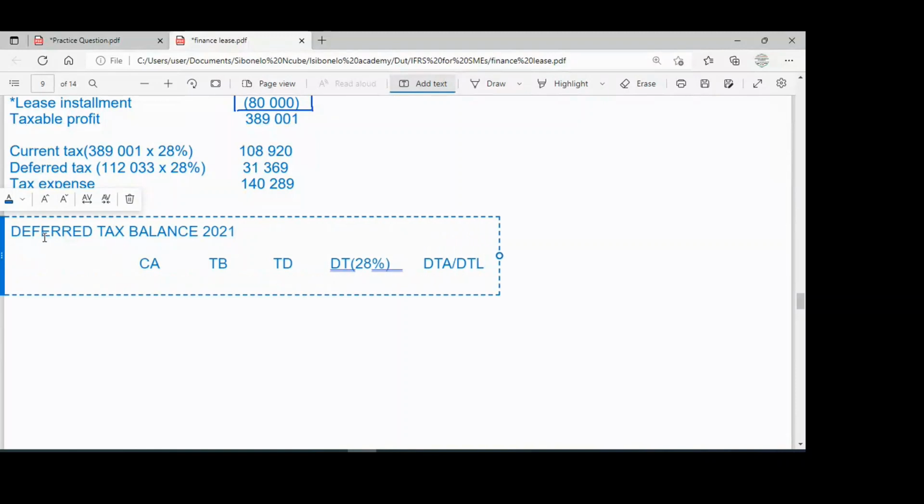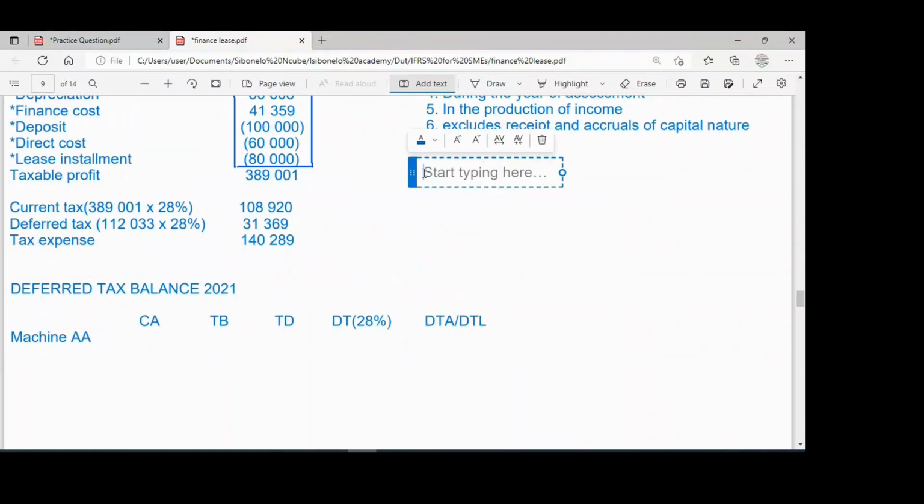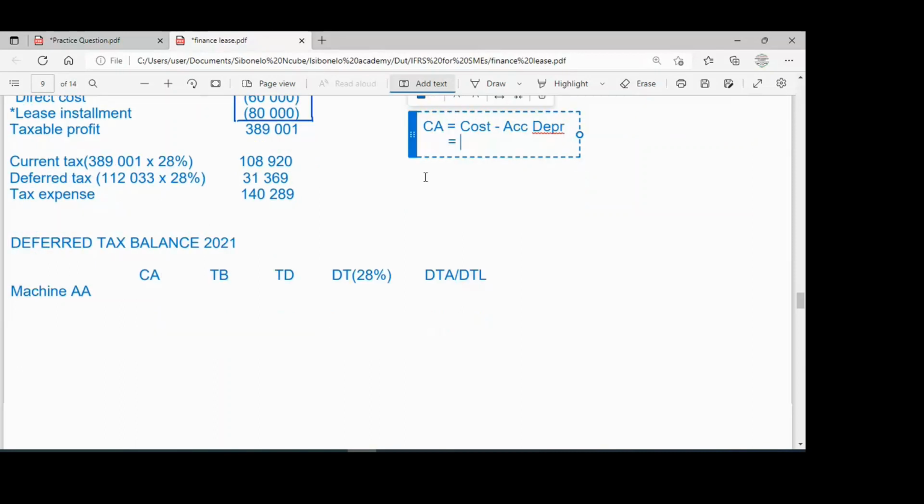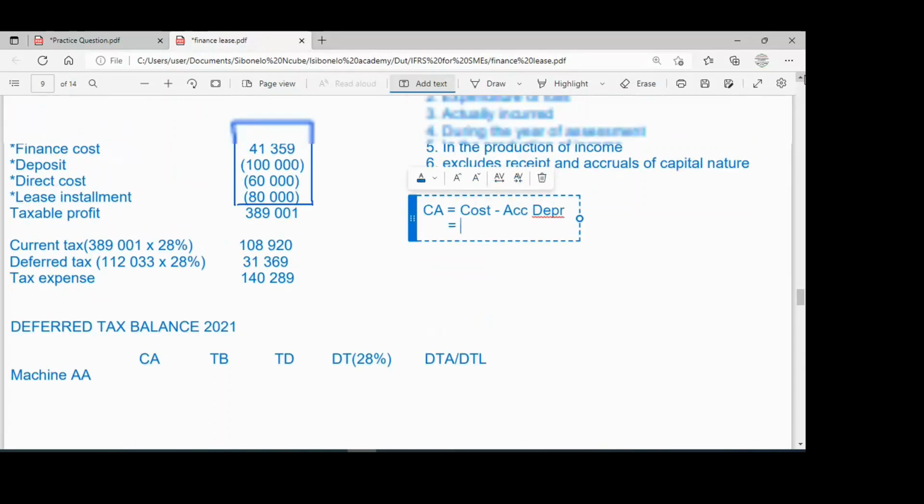So let's do this table and check our assets and liabilities. The asset we have here is the leased machine, the leased asset. So what is the carrying amount of the leased asset? We know how to get the carrying amount: CA, carrying amount, is cost minus accumulated depreciation. So what is the cost of the leased asset? It was 350. The right of use, let's calculate for the assets.